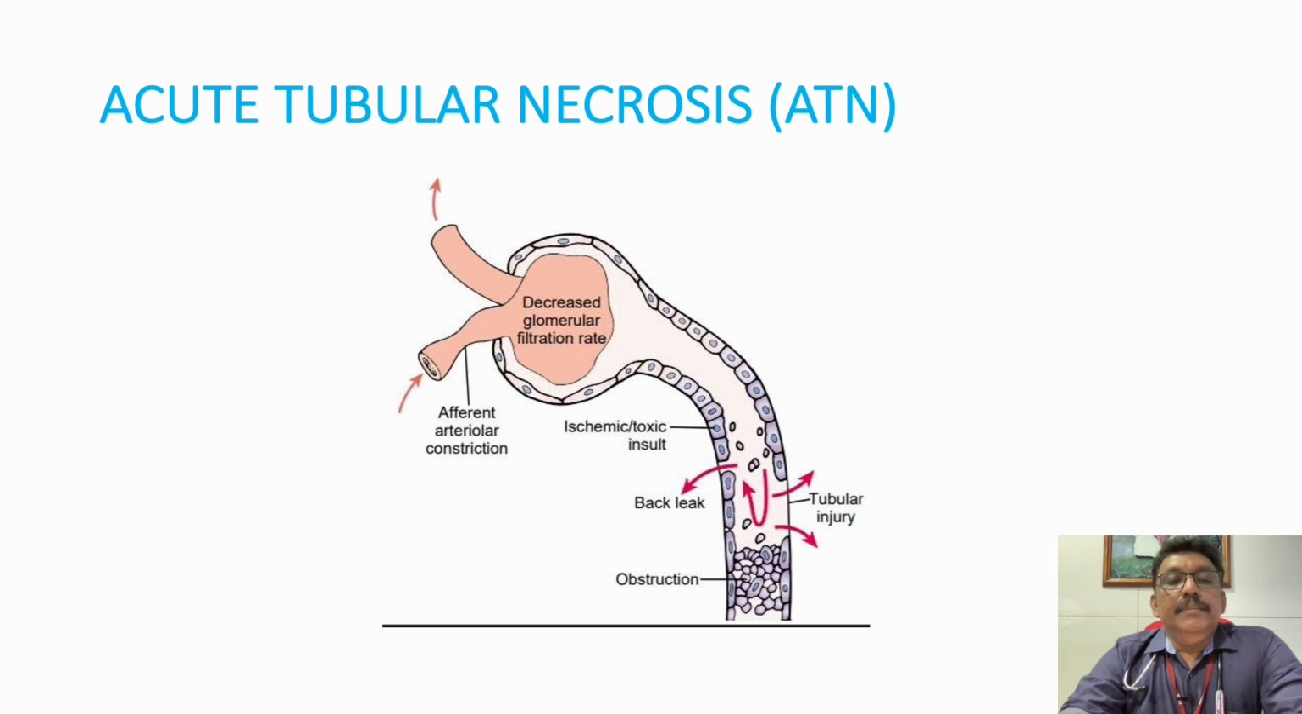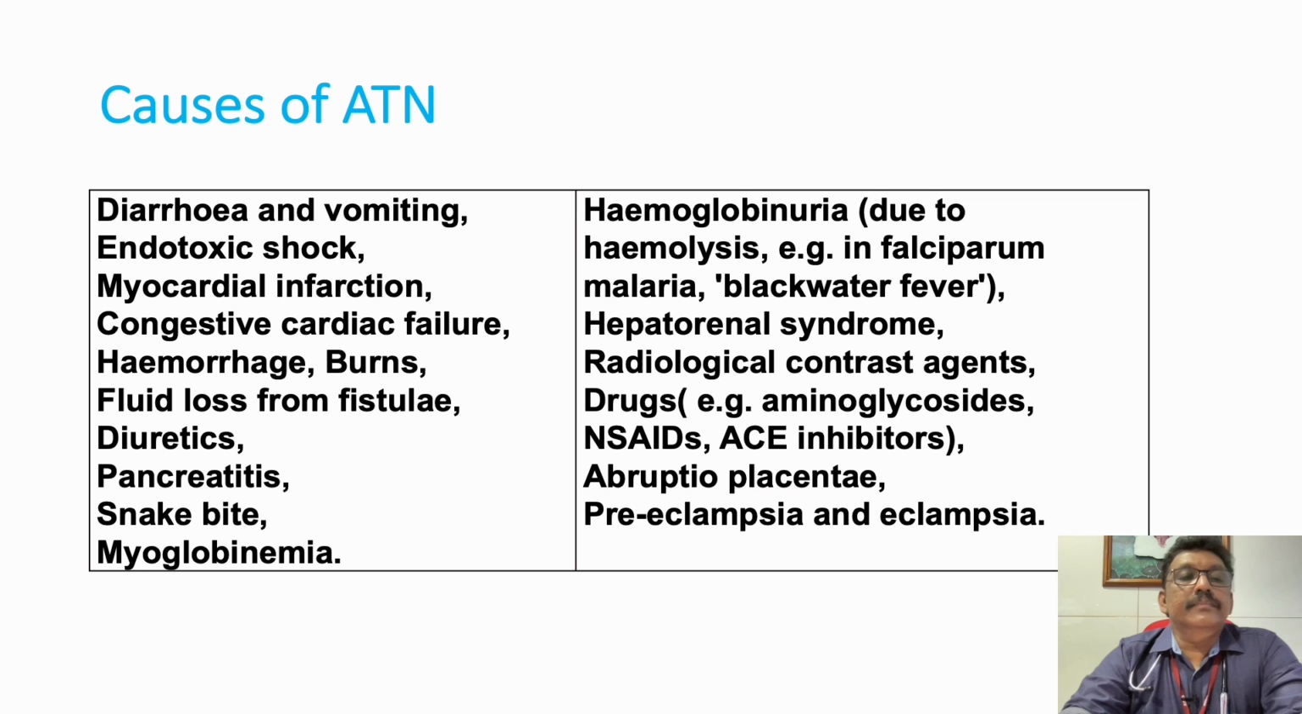Now you can see here in the picture, acute tubular injury. Glomerular filtration is reduced and there will be tubular injury. That tubular injury leads to obstruction of urinary flow or fluid flow, and there will be back leak of the fluid into the body. So there is reduced urine output during the acute phase. There are a lot of causes for acute tubular injury.